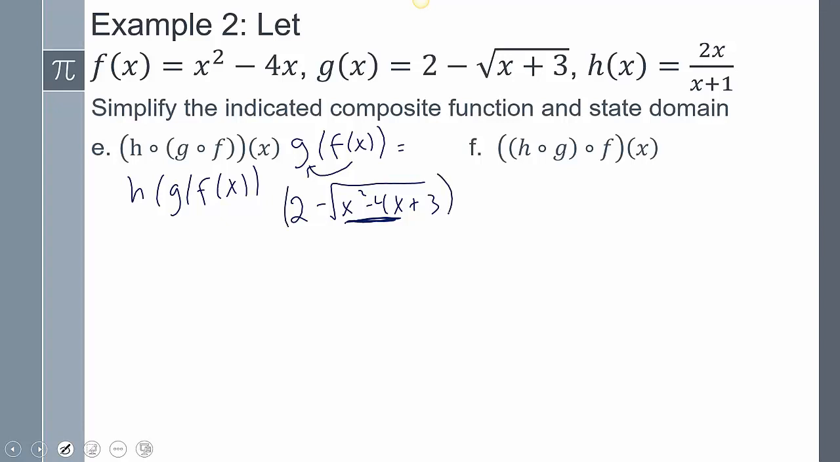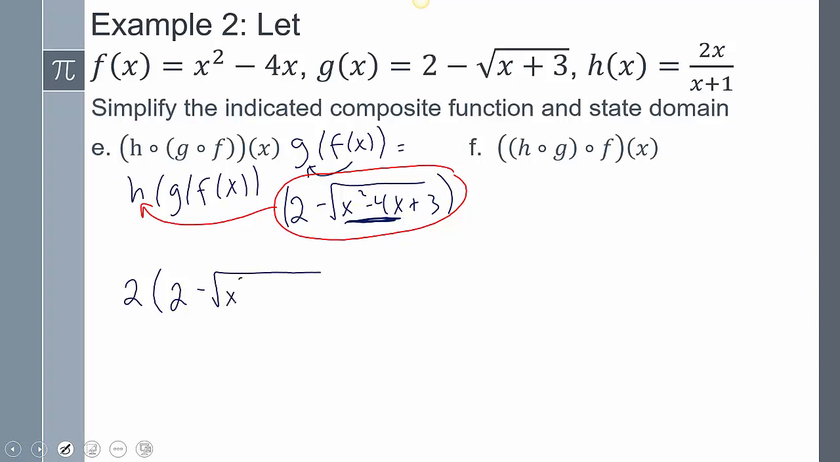So now what this is saying is you take this entire thing here, you take all of that, and you're plugging that into your h function. And so if I take that and plug it into my h function, I'm going to get 2 times 2 minus the square root of x squared minus 4x plus 3 over 2 minus the square root of x squared minus 4x plus 3 plus 1.